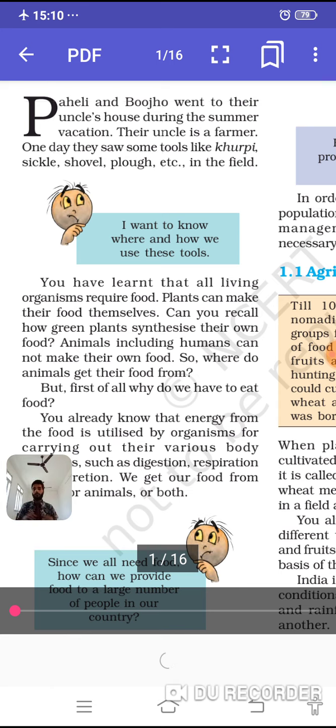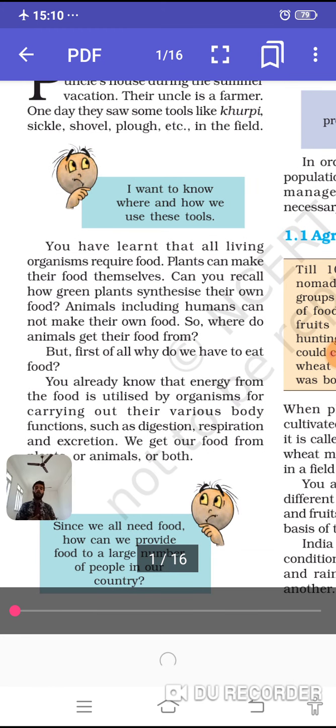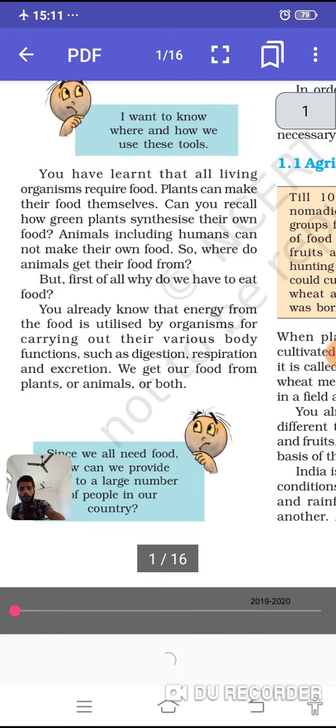Here is a question for you. In class 6 and class 7 you already learned about food and photosynthesis. Plants can make their own food, but animals can't. We people can't make our own food, but plants make their own food. Then where do animals get food from? These are some questions for you to do at home.